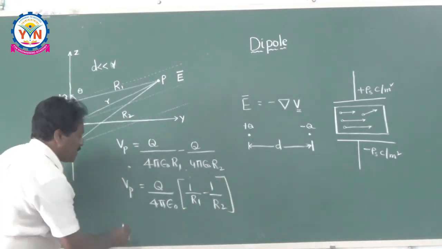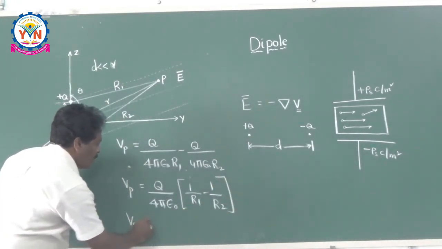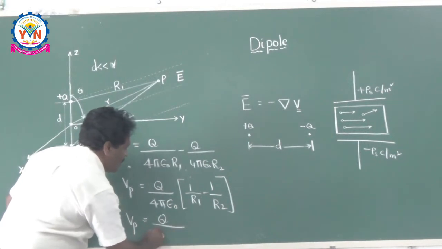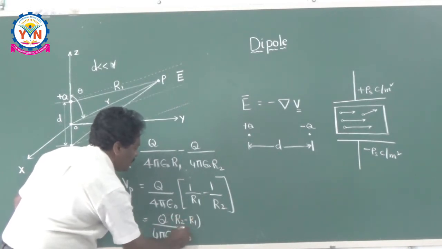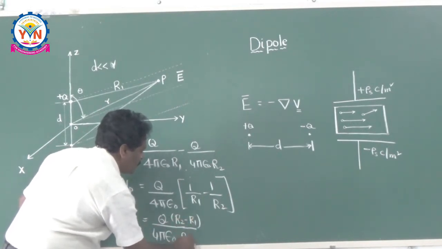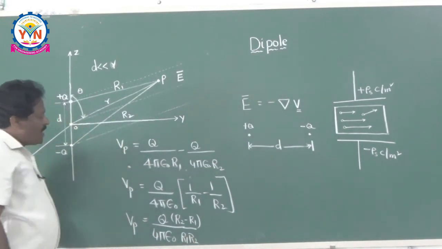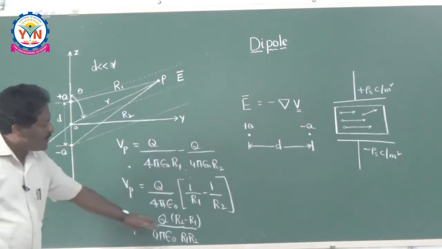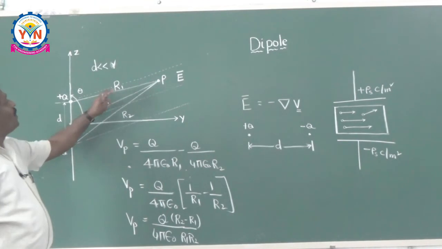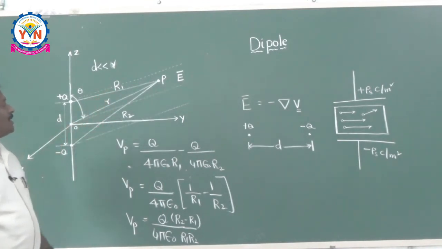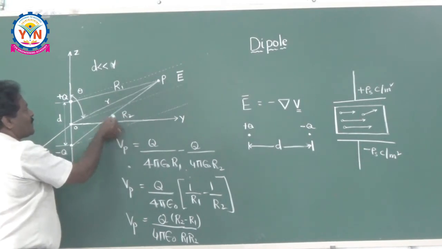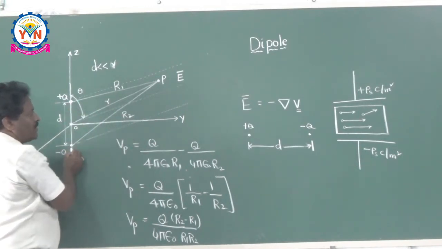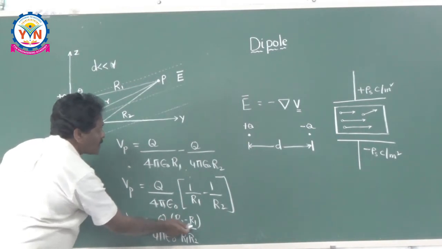Or otherwise you can write it down, Vp is equal to q divided by 4 pi epsilon naught into R2 minus R1 divided by R1 R2. Here I would like to give some approximations, because I would like to tell you what exactly R1 and R2 are. R1 and R2 are the distances from plus q and minus q. Here, what is meant by R2 minus R1?